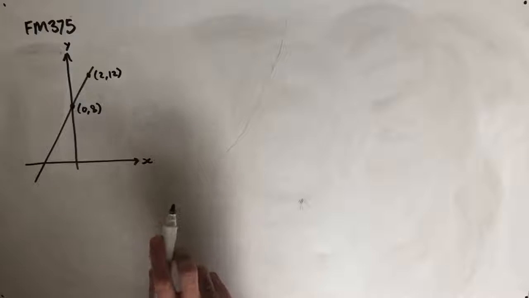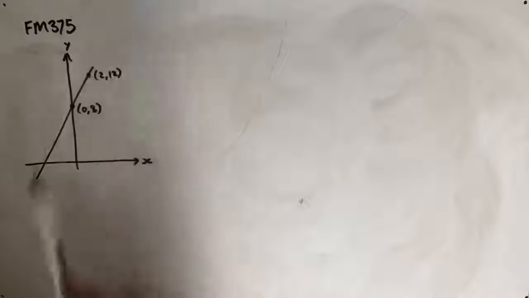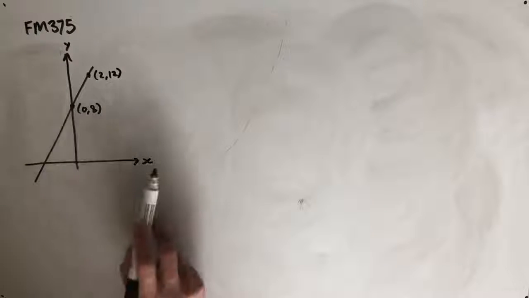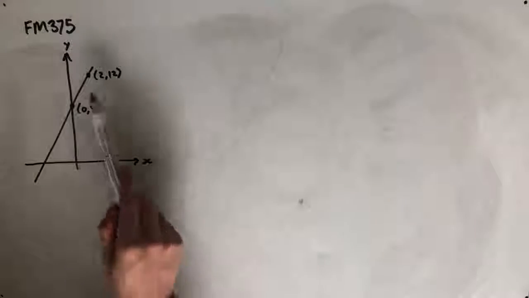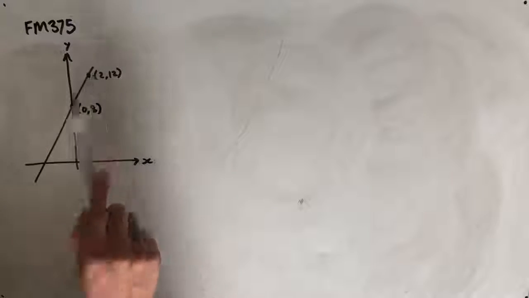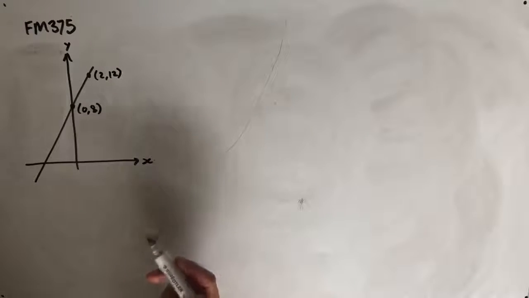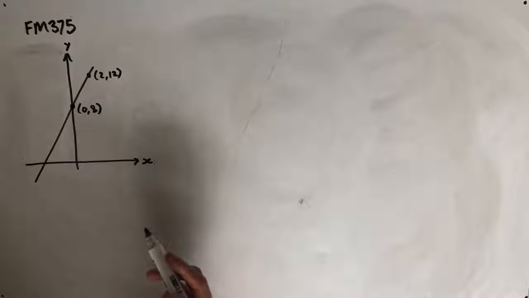This question reads, the graph below shows a straight line that passes through the points (0, 8) and (2, 12). The coordinates of the point where the line crosses the x-axis are what? Now, our strategy here, or my strategy here, is going to be to find the equation of this line using these two points, and then solve for the x-intercept. So I'm going to make y 0 and then solve for x to find that point there.